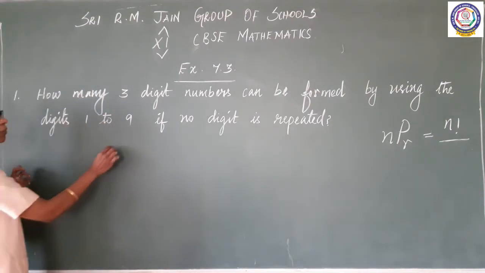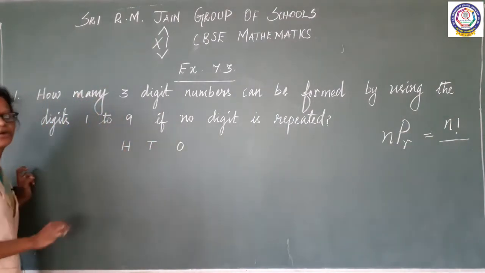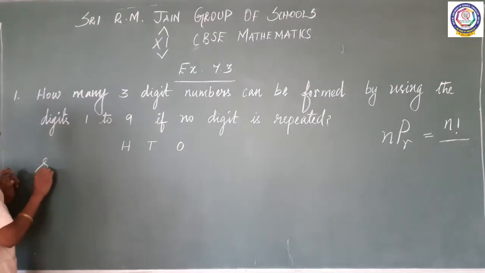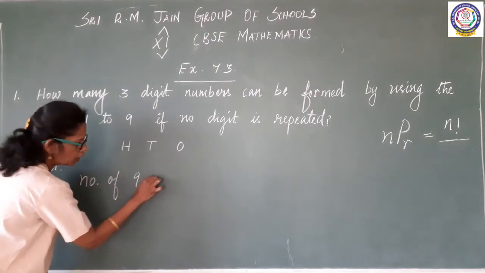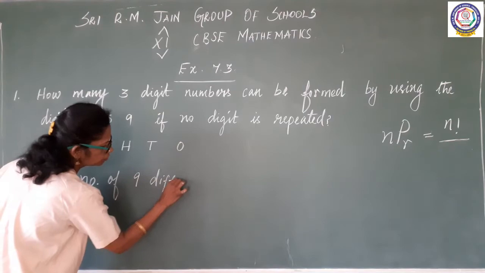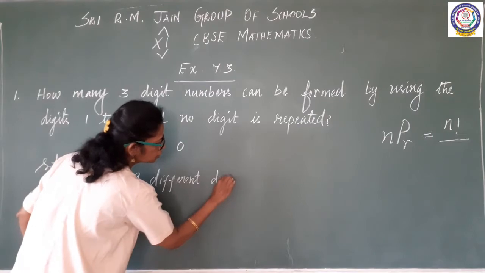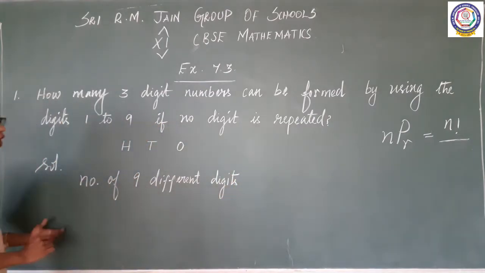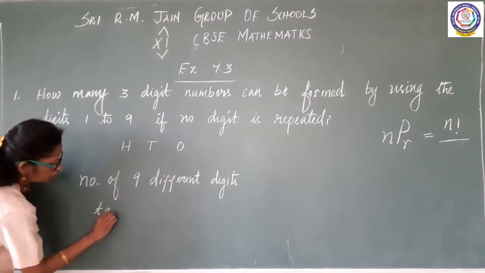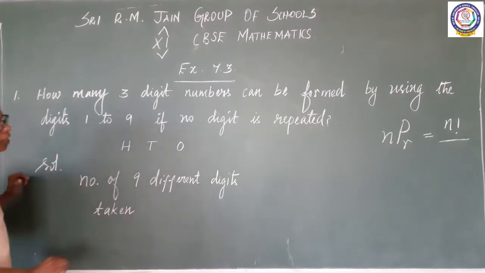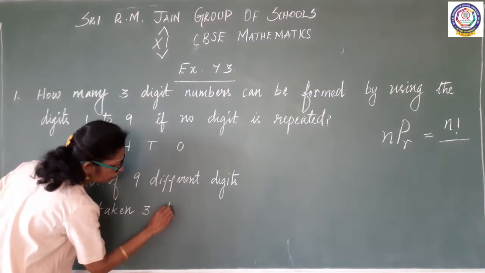Now, 3-digit number means what is the concept? Hundreds, tens, ones. Now the solution: number of 9 different digits taken how many at a time? We need a 3-digit number, so taken 3 at a time.